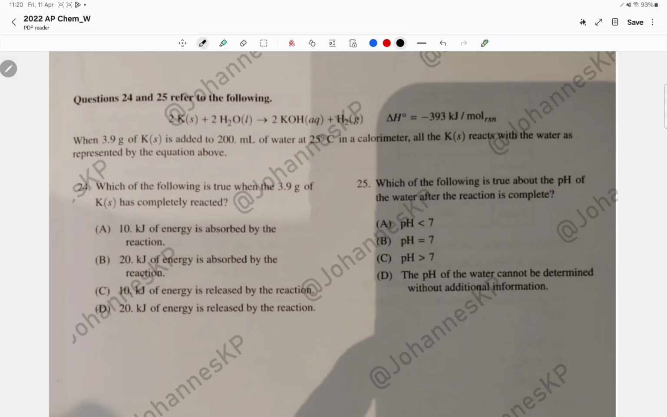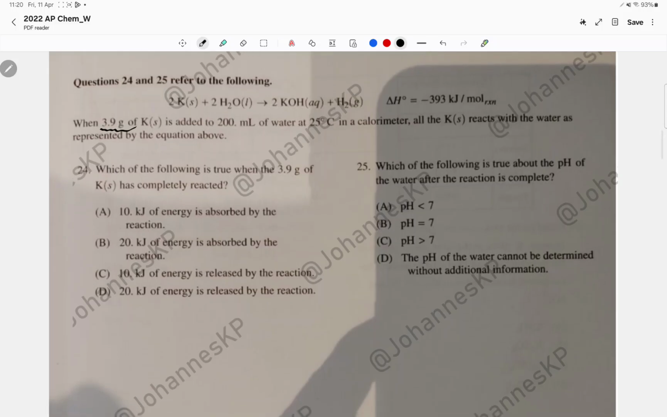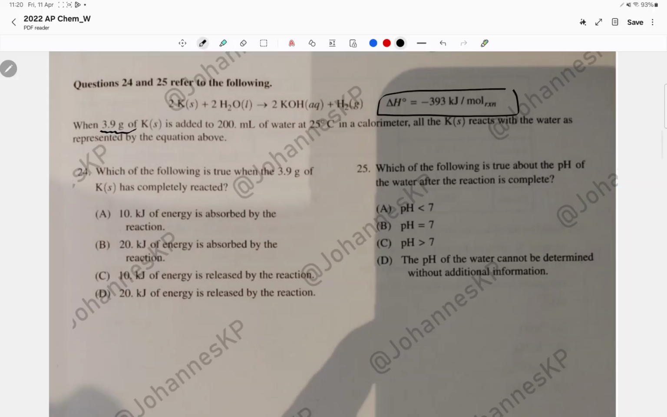Here we are talking about 3.9 gram of K. And we're looking at how much energy is released by the reaction. So we are given the delta H of the reaction. We're supposed to be using this equation: delta H reaction is equal to negative Q over N reaction. Right now we're looking for the Q, right? That was not written in the equation sheet, is it? No, it's not. So negative 393 is equal to negative Q over N reaction.